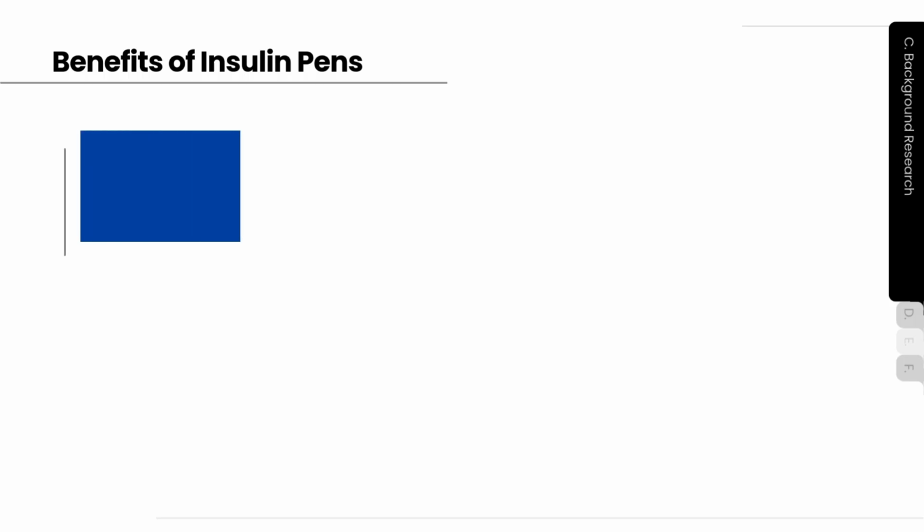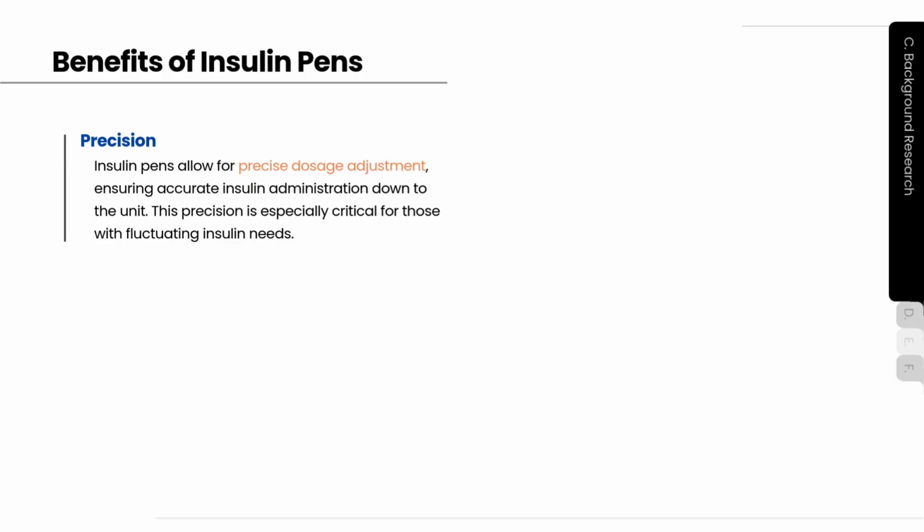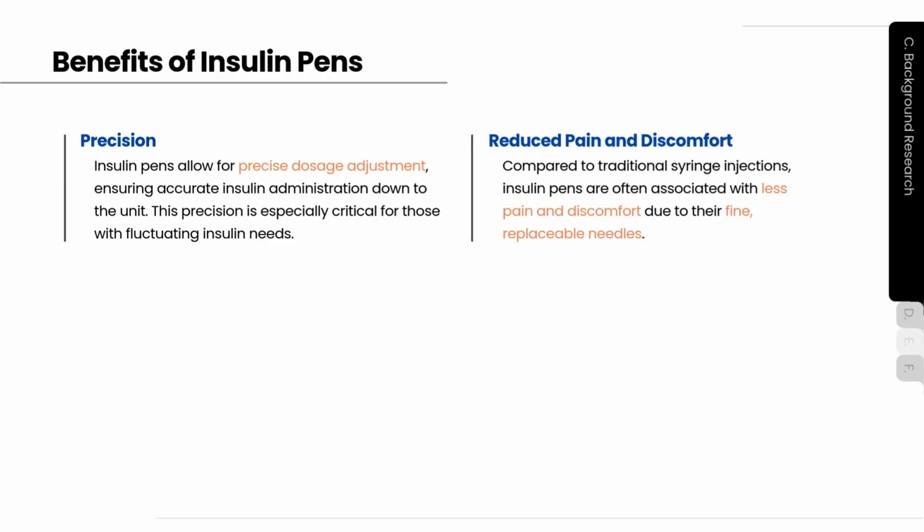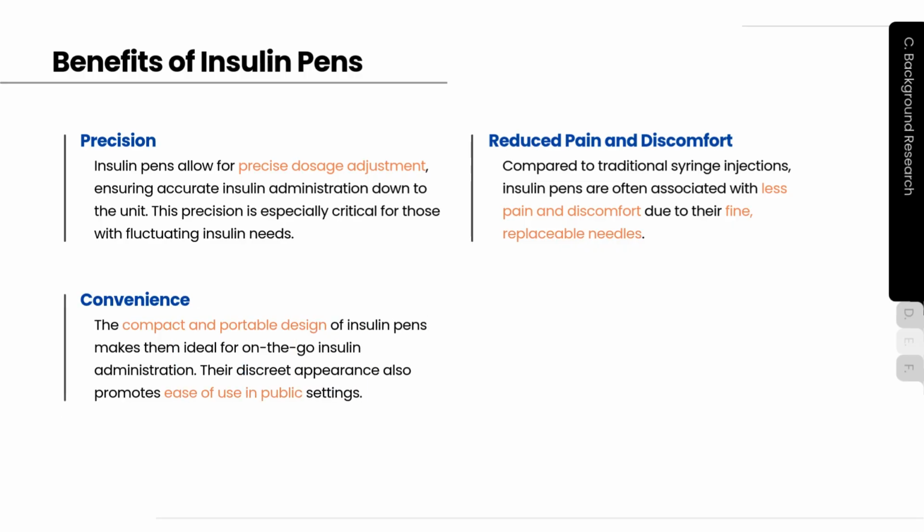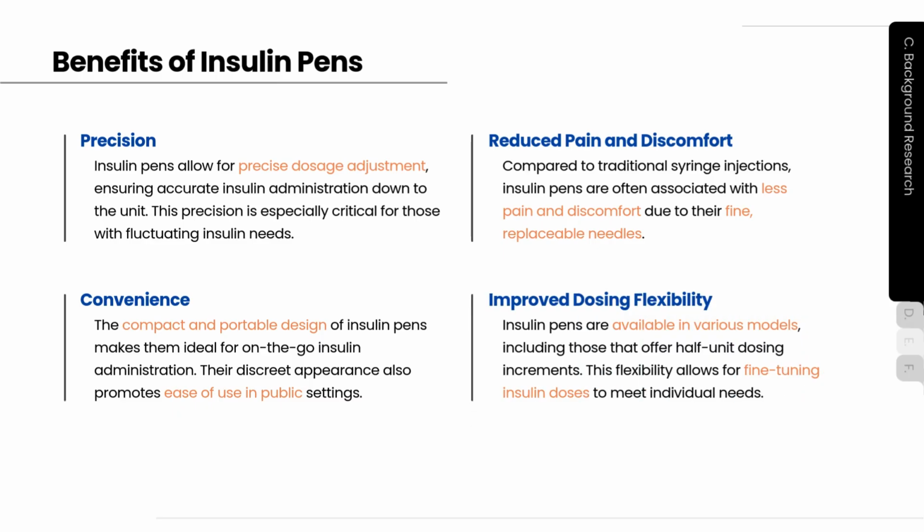Insulin pens offer several key benefits that improve daily insulin therapy. They provide high precision, allowing accurate dose adjustments down to small increments, which is critical for patients with changing insulin needs. Compared to syringes, pens are associated with less pain and discomfort, thanks to fine, replaceable needles. Their compact and portable design makes injections more convenient and discreet in public settings. In addition, many pens offer flexible dosing options, supporting better fine-tuning of insulin therapy.